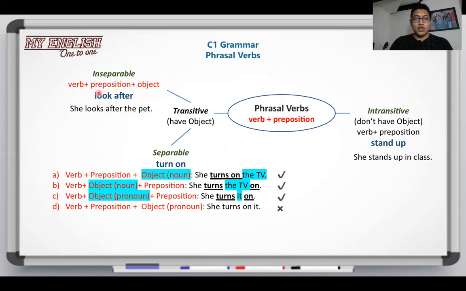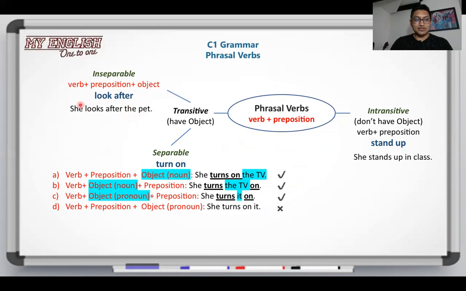Remember, the verb look has one meaning: to observe. But look after, with the preposition after, together has another meaning: to protect, to care for something, to take care of something. Now, the verb look after has an object, which is the pet.